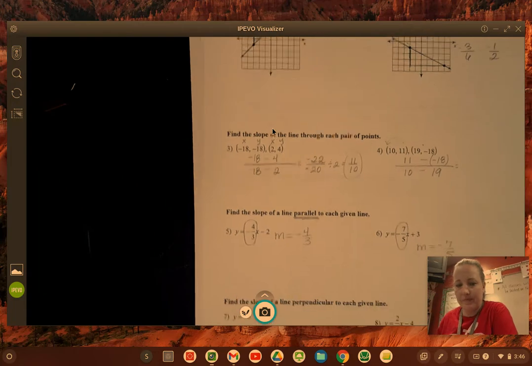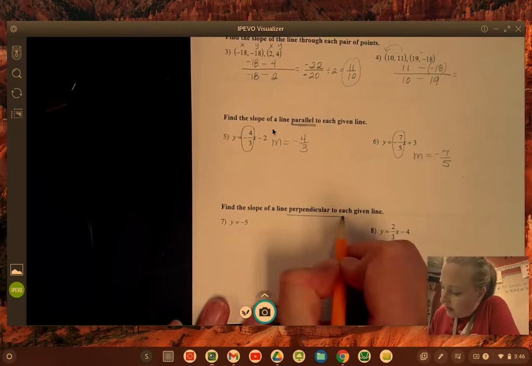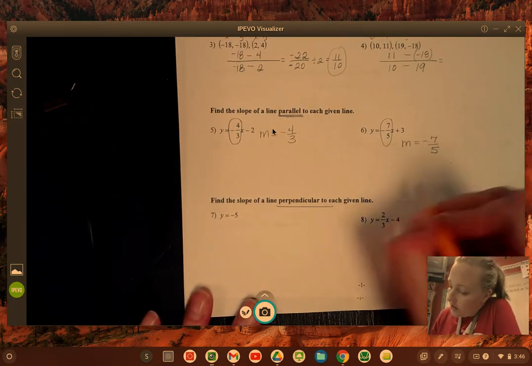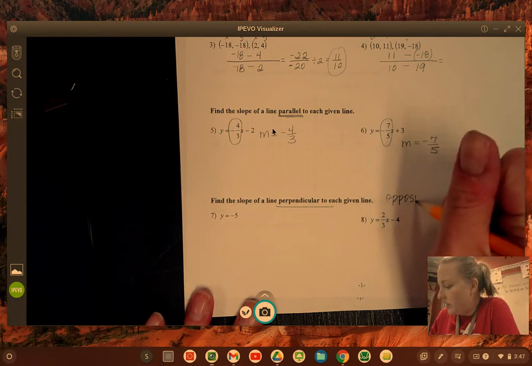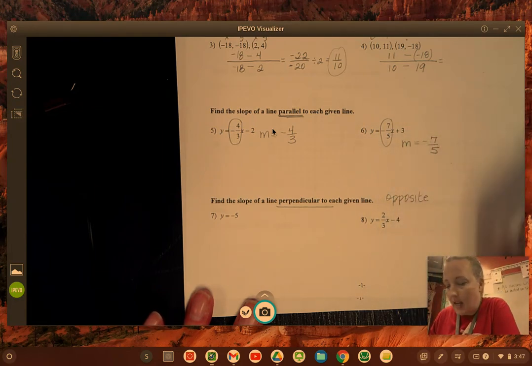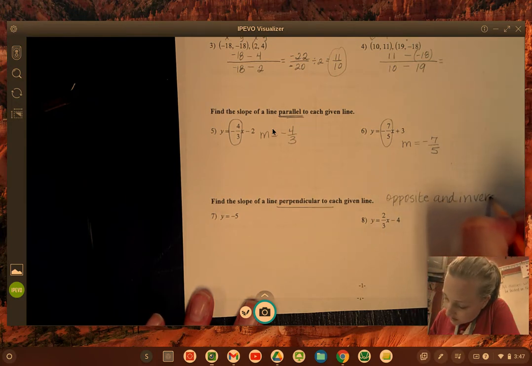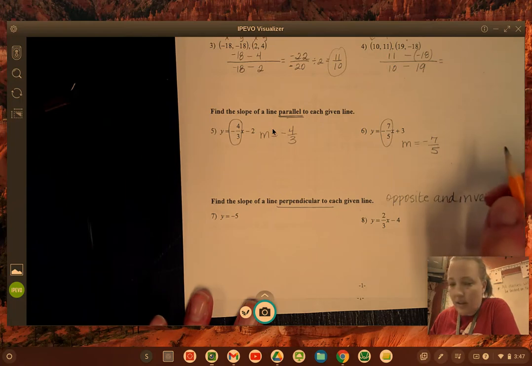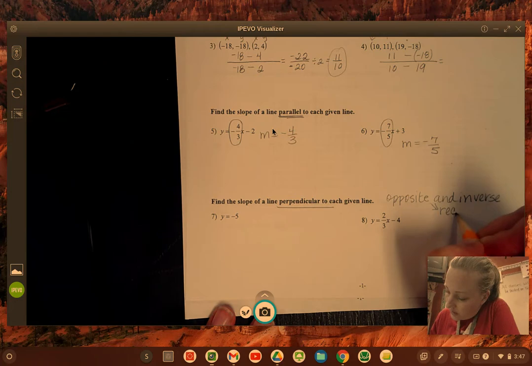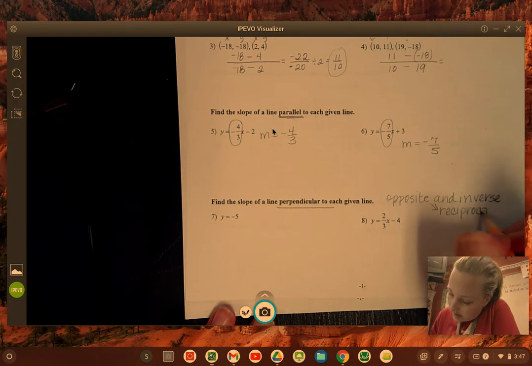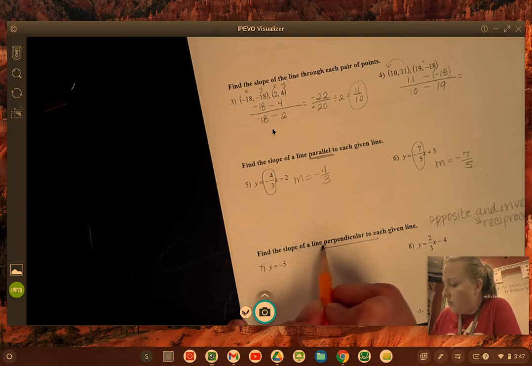Good. Okay. Find the slope of a line perpendicular. Okay, perpendicular. So that's where we have the opposite sign, right? And it's inverse. Opposite and inverse. Or you can think of the opposite reciprocal. Reciprocal. Okay, opposite reciprocal.